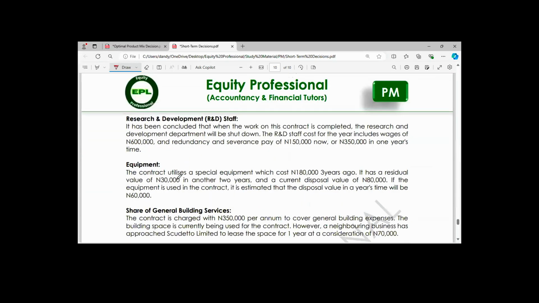Research and development staff. It has been concluded that when the work on this contract is completed, the research and development department will be shut down. The R&D staff cost for the year includes wages of 600,000 and redundancy and severance pay of 150,000 naira now, or 350,000 in 1 year's time.